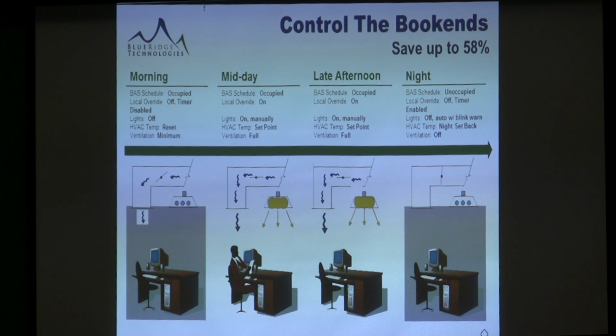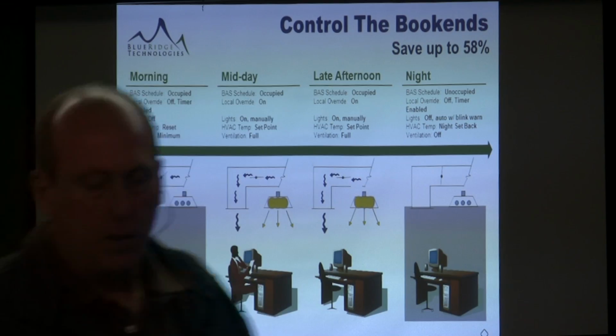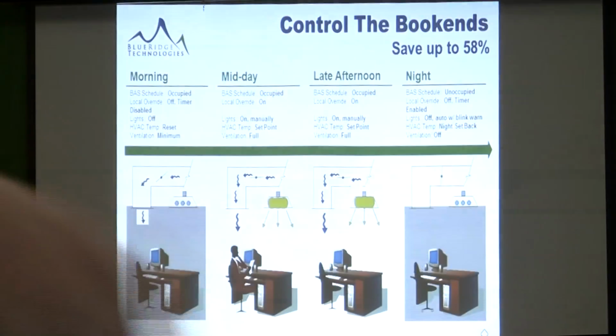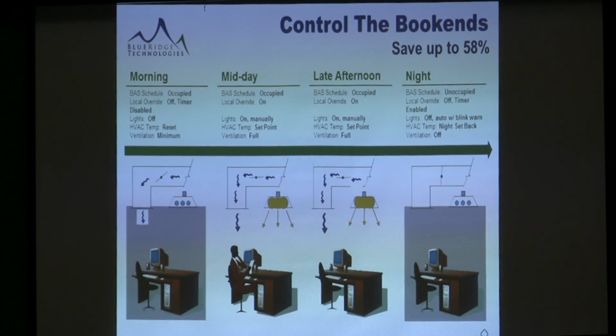We also implement what we call a blink warning function. So the lights will blink essentially before the occupants go and get put into the dark. They'll have about 10 minutes roughly to get up out of their chair and go hit the override switch or pack up their bags and head on out. The nice thing about this is there's basically one schedule to maintain.